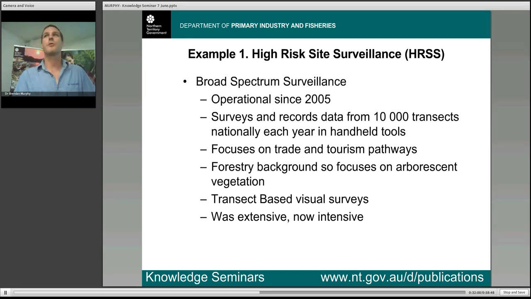So that's one of the big issues in terms of validating that we have area freedom for a particular pest: the ability to prove that we've surveyed a large number of plant species. And this is why we use transects.